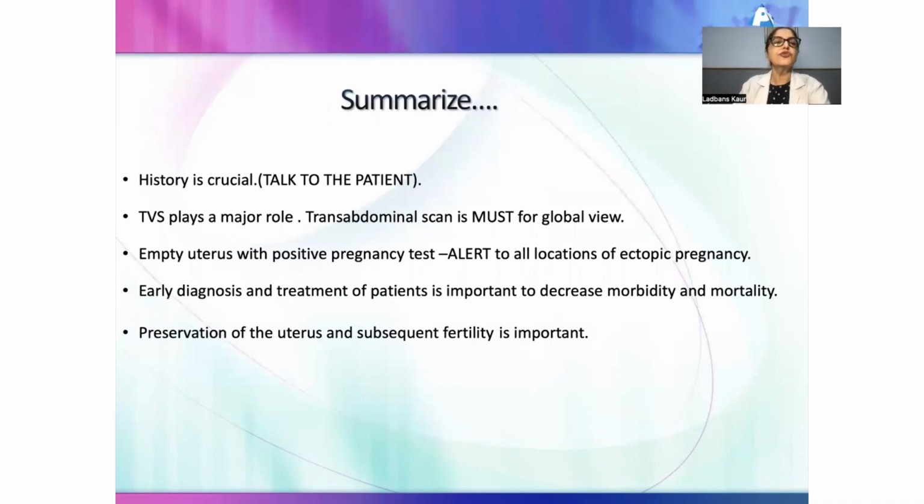To summarize, history is crucial. Talk to the patient. TVS plays a major role, complemented by a transabdominal scan, which gives you a global overview. An empty uterus and a positive pregnancy test should alert you to all the locations of ectopic pregnancy. Early diagnosis and treatment of patients is extremely important to decrease morbidity and mortality, and preservation of the uterus and subsequent fertility is important. Thank you.